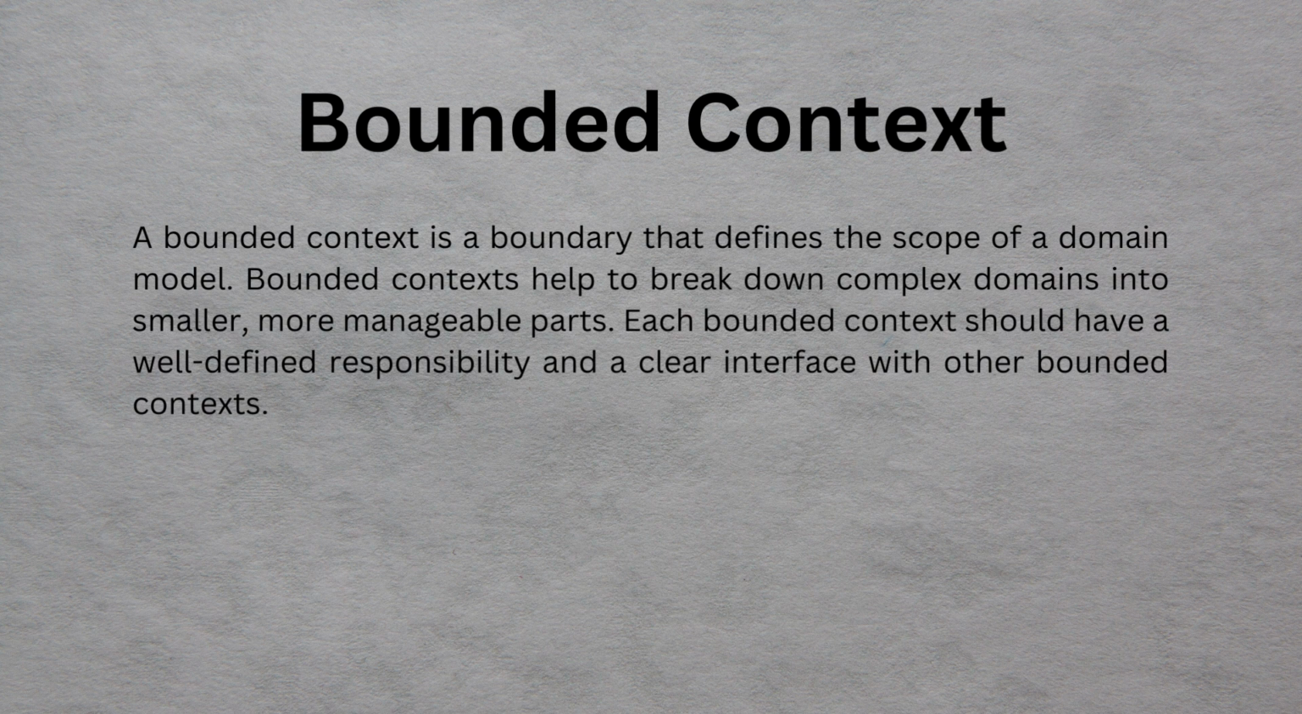For example, in an e-commerce platform, the ordering system may be a bounded context that is responsible for managing the order process. The inventory management system may be another bounded context that is responsible for managing the availability of products. These two bounded contexts may interact with each other through well-defined interfaces, such as APIs.